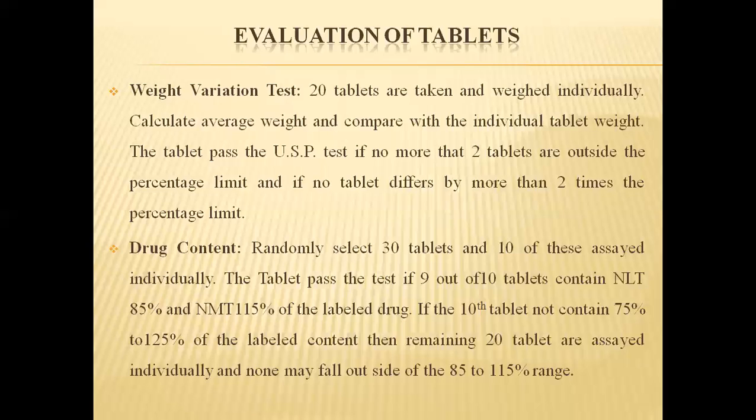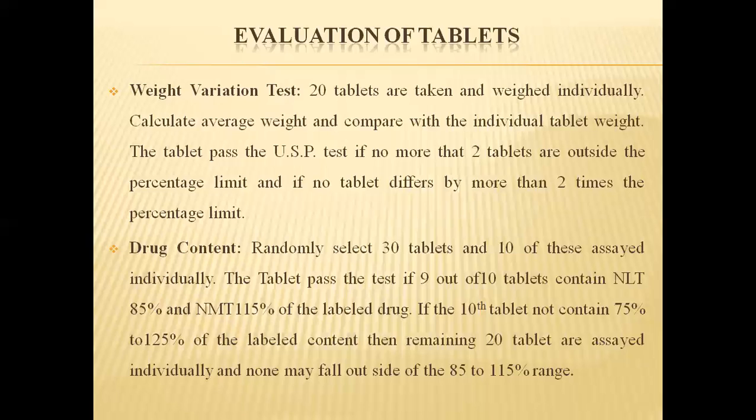The next one is drug content. Randomly, 30 tablets are selected, among which 10 tablets are again collected for individual assay. The batch of the tablet passes if 9 out of 10 tablets contain not less than 85% and not more than 115% of the label claimed amount of drug.